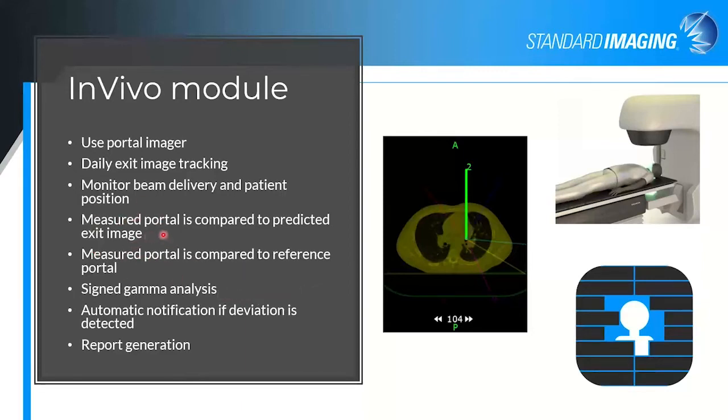For either of these 2 prior options, we perform a gamma analysis, and we show the signed gamma analysis so you can see which portions of the image are hot or cold. But this does not change the results in any way. It just gives the user an indication of the hot and cold regions in the plan. And then finally, we have automatic notification if deviation is detected, and of course, again, report generation.